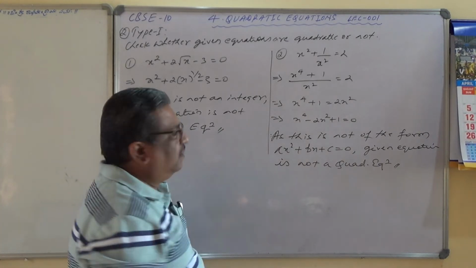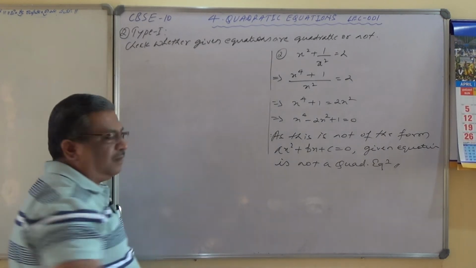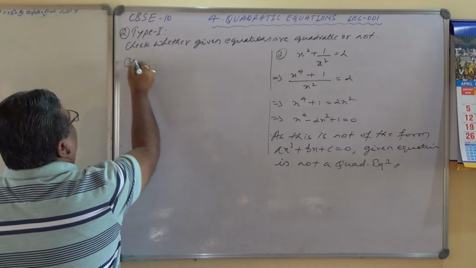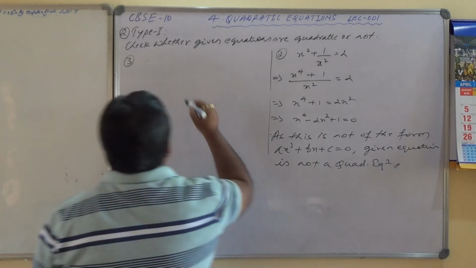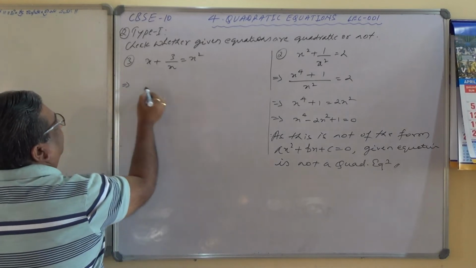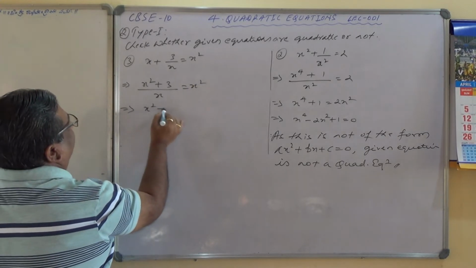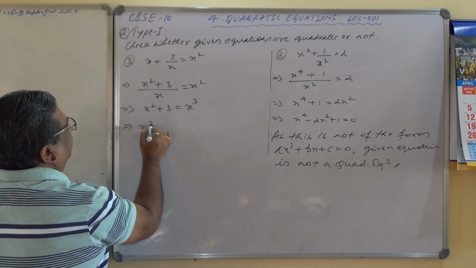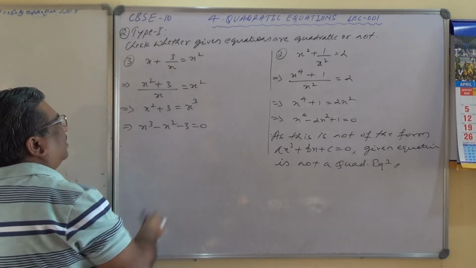Yeah, next one, third one. Let us pick up some important one. x plus 3 by x equals x square. Take LCM, x here: x square plus 3 equals x square. So x square plus 3 equals x cube. Therefore, x cube minus x square minus 3 equals 0. This is a cubic polynomial. Therefore, this is not a quadratic equation.